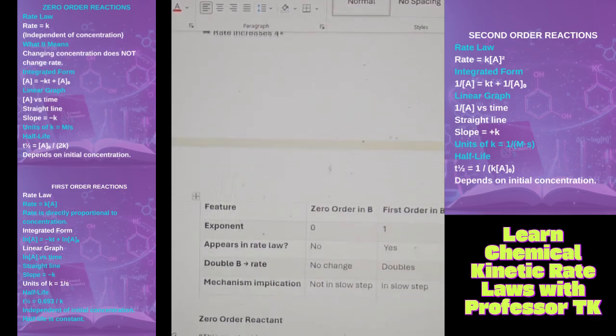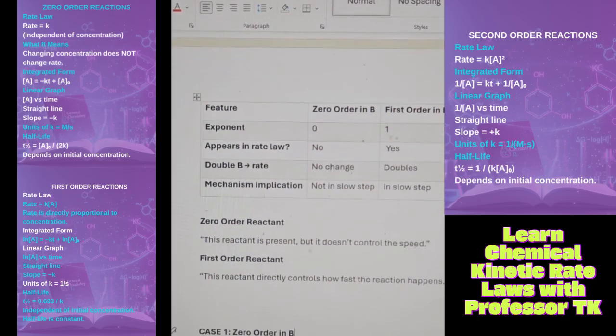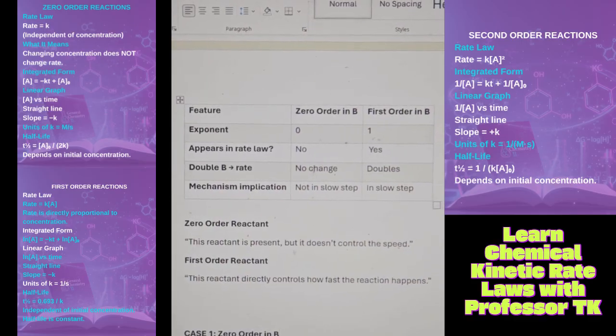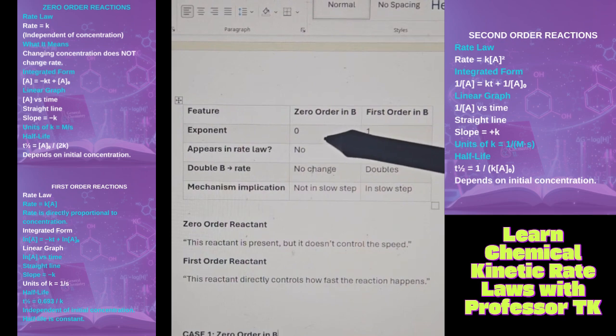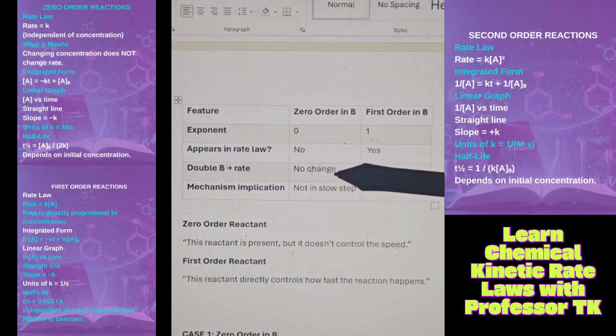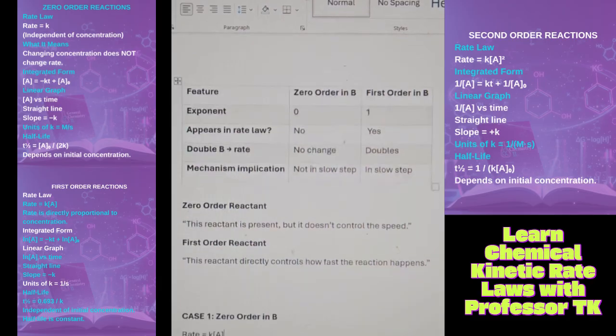So here's an overall response that you all need to know, in terms of those exponents. If you have a 0 order, the exponent is 0, yes, but you do not let that appear in your rate law. If you doubled the reactant of B, then the rate has no change. And again, you can see the same thing over here.